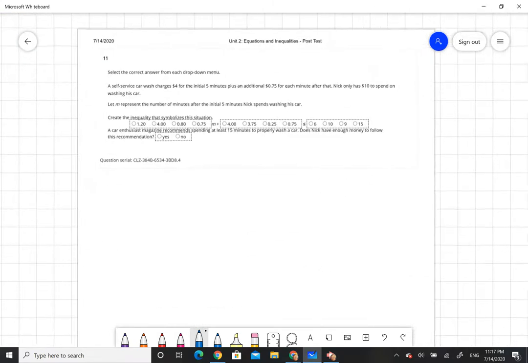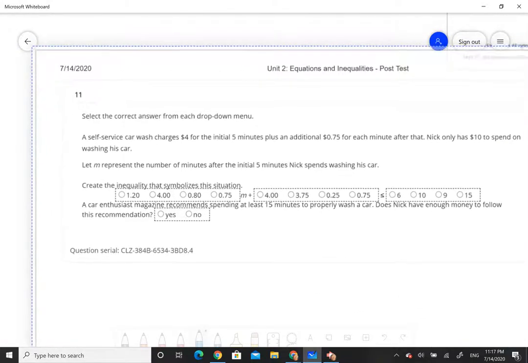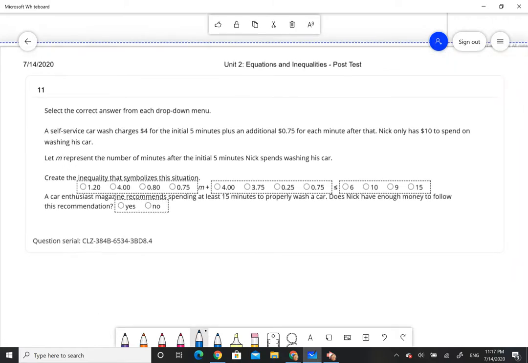One more question. Yes, 11. Select the correct answer from each drop-down menu. A self-service car wash charges $4 for the initial 5 minutes plus an additional 75 cents for each minute after that. Nick only has $10 to spend on washing his car. Let M represent the number of minutes after the initial 5 minutes Nick spent washing his car. Create the inequality that symbolizes this situation.